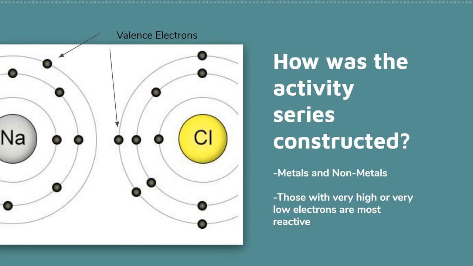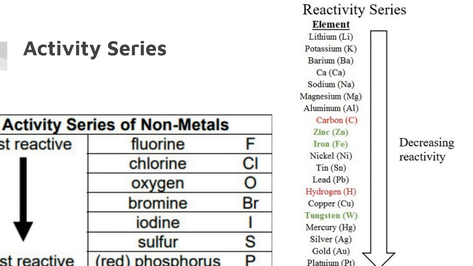In the nonmetal activity series, we see the highest being typically the halogens. Chlorine, for example, which has 7 valence electrons, will be extremely reactive. So here's a list of the activity series in order of decreasing reactivity. As we can see, lithium and potassium, which both have 1 valence electron, are seen at the top, while platinum, gold, and silver, which have more valence electrons, are seen towards the bottom.